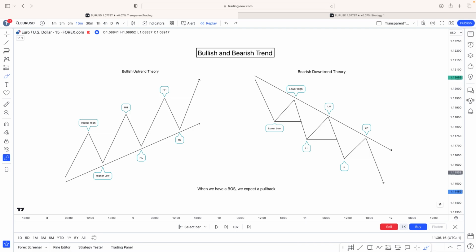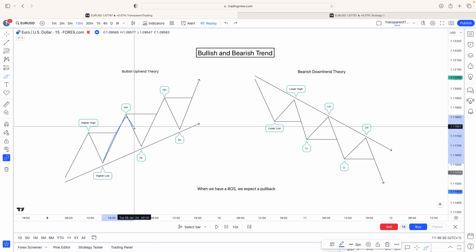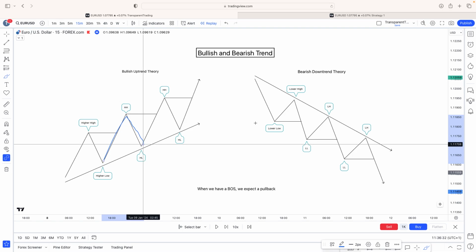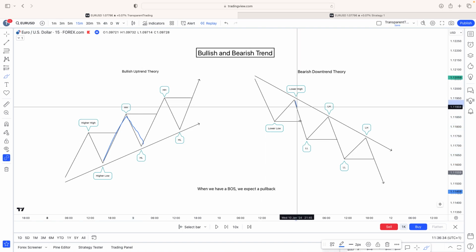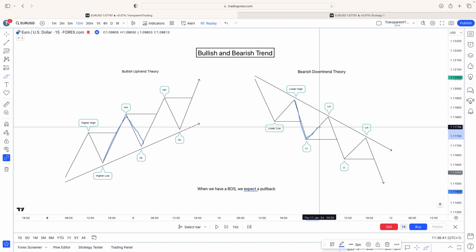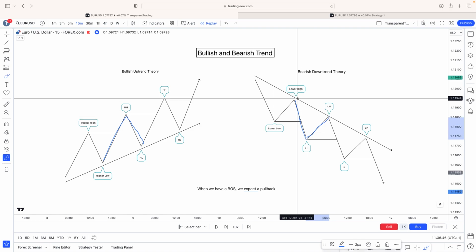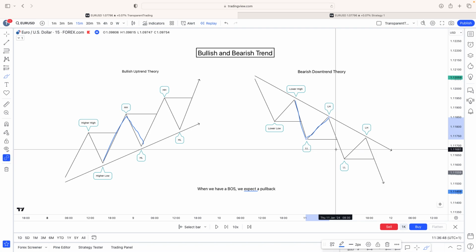So a good saying that I like to use is: when we have a break of structure, we expect a pullback. So once we have a bullish break of structure here, okay, we expect a pullback. We expect that at some point price is going to pull back. Just like in the bearish example, once we have this break of structure to the downside, we expect that at some point price is going to want to pull back. Now, this is because price can't go on forever, right? It has to correct at some point.